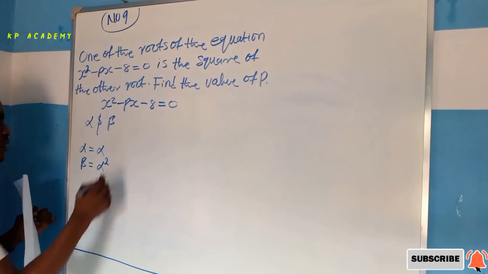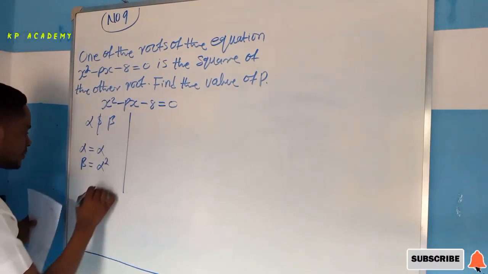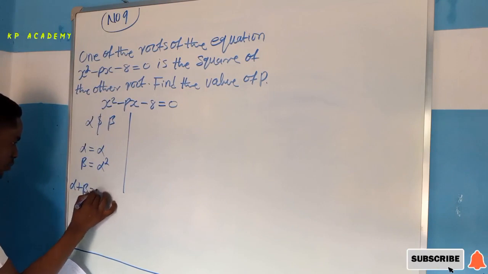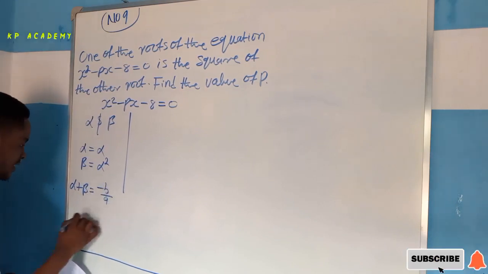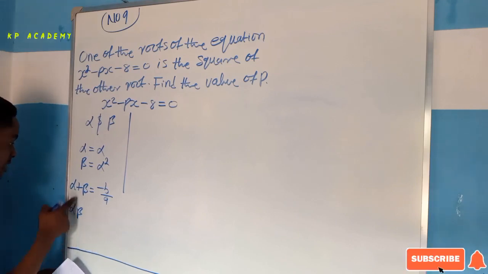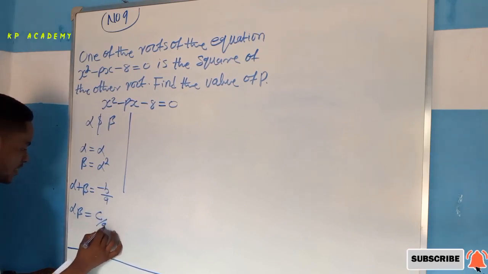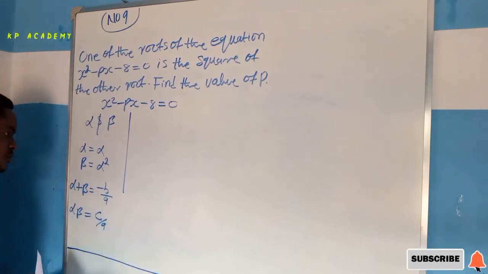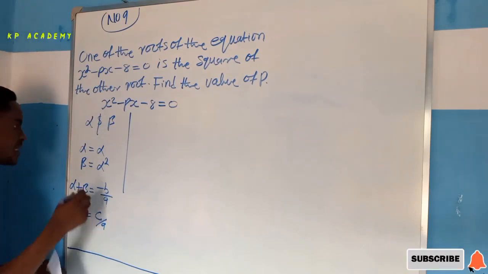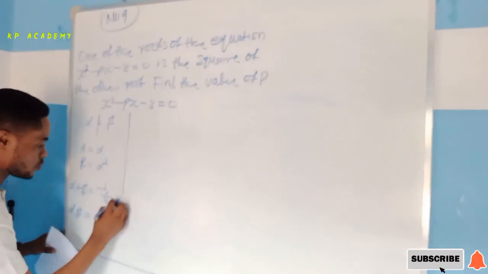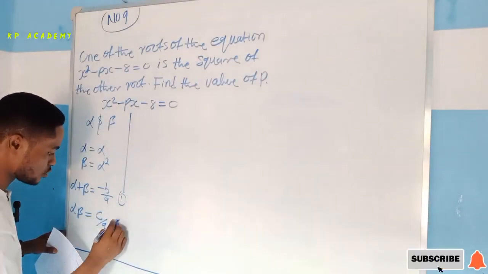Very important. I want you to know that there is this formula that says alpha plus beta is equal to minus b over a. Please have this formula in mind. And again, alpha beta, the product of roots, is equal to c over a. We are going to make use of these two equations. So let's call this equation 1 and let's call this equation 2.